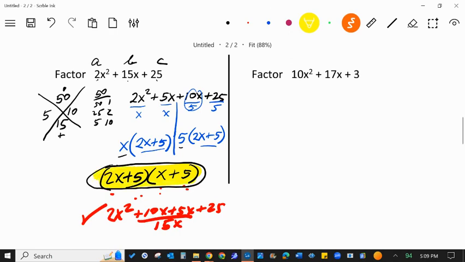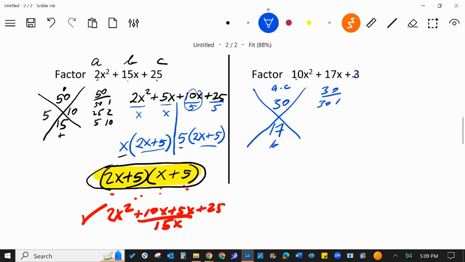Let's look at the next one. On this next one here, I'm going to have to do the same thing with the diamond concept. 10 times 3 is 30. That's A times C, multiply and get that. And then the B is 17. The numbers that multiply to make up 30 are 30 and 1, 15 and 2. Oh, okay, it looks like we don't have to do 6 and 5 and such. We can use 15 times 2. So 15 and 2. I'm going to use the other method this time.